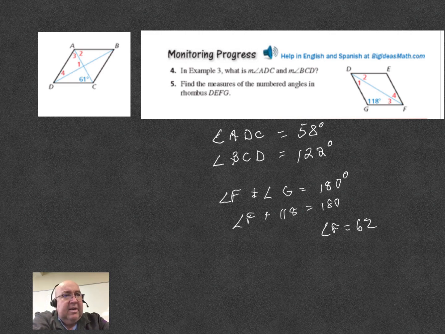We're going to divide that in 2, and we're going to get angles 3 and 4. Angle 3 equals 31. Angle 4 equals 31. We also know that the opposite side has the same total measurement, so it will have the same divided measurement. Angle 2 will equal 31, and angle 1 will equal 31.